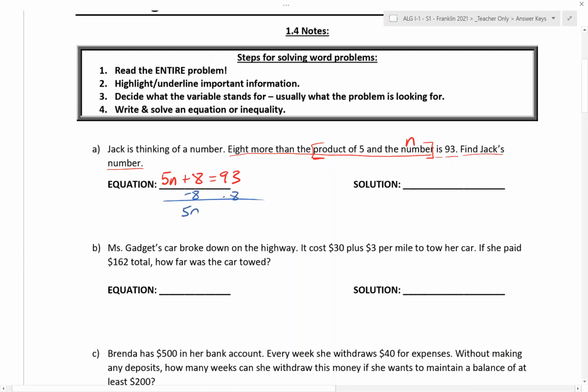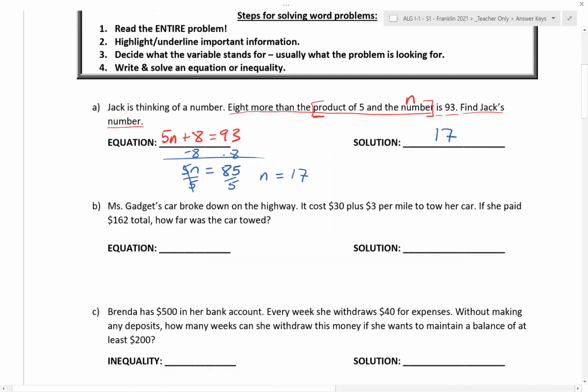So let's subtract 8 from both sides. We get 5n equals 85. Divide by 5, and n equals, let's see what 85 divided by 5 is. That is 17. So n equals 17. So our solution, Jack's number, is 17.